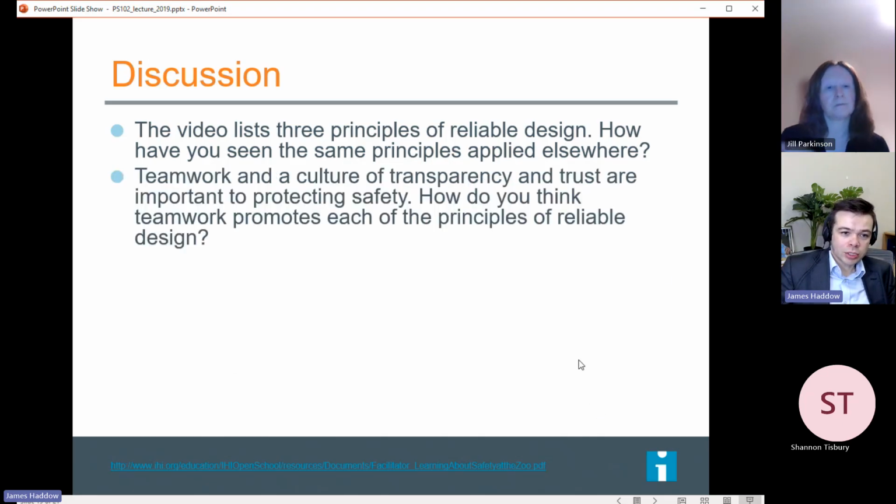So here's another question. Teamwork and a culture of transparency and trust are important to protecting safety. How do you think teamwork promotes each of the principles of reliable design? Has anybody got any opinions on that?